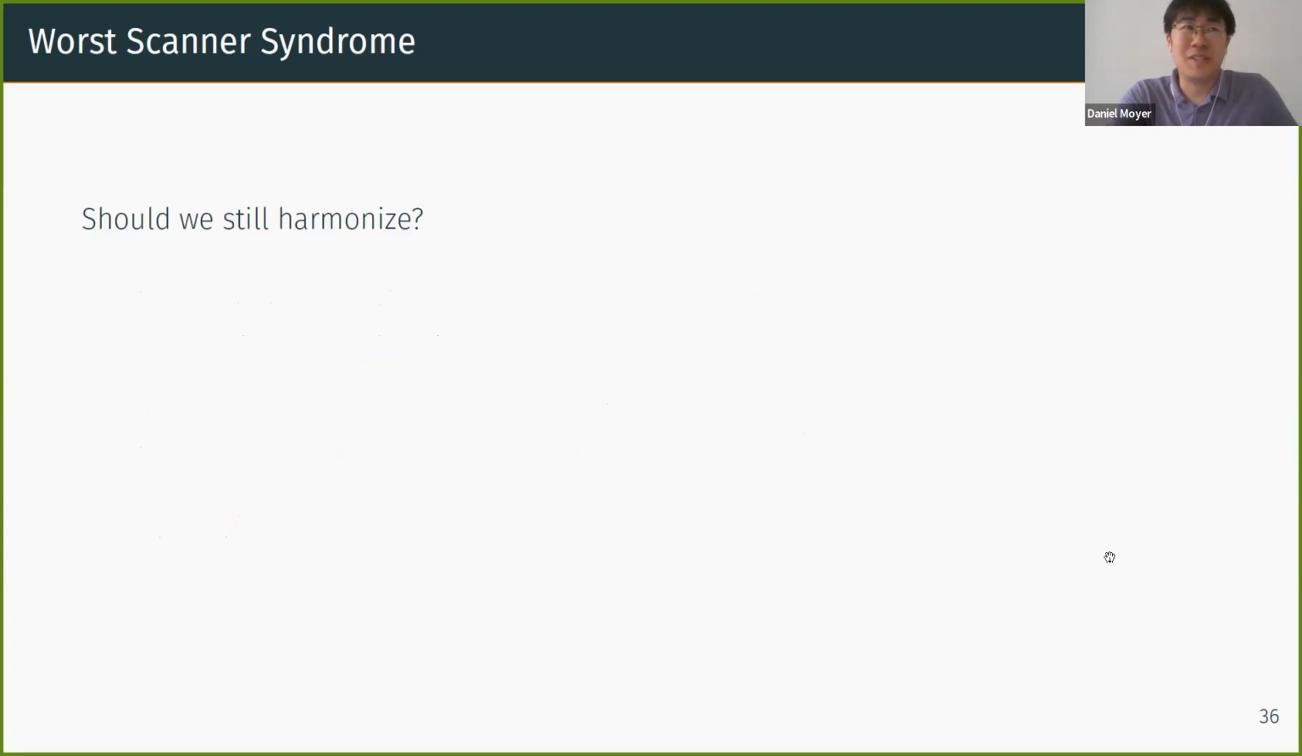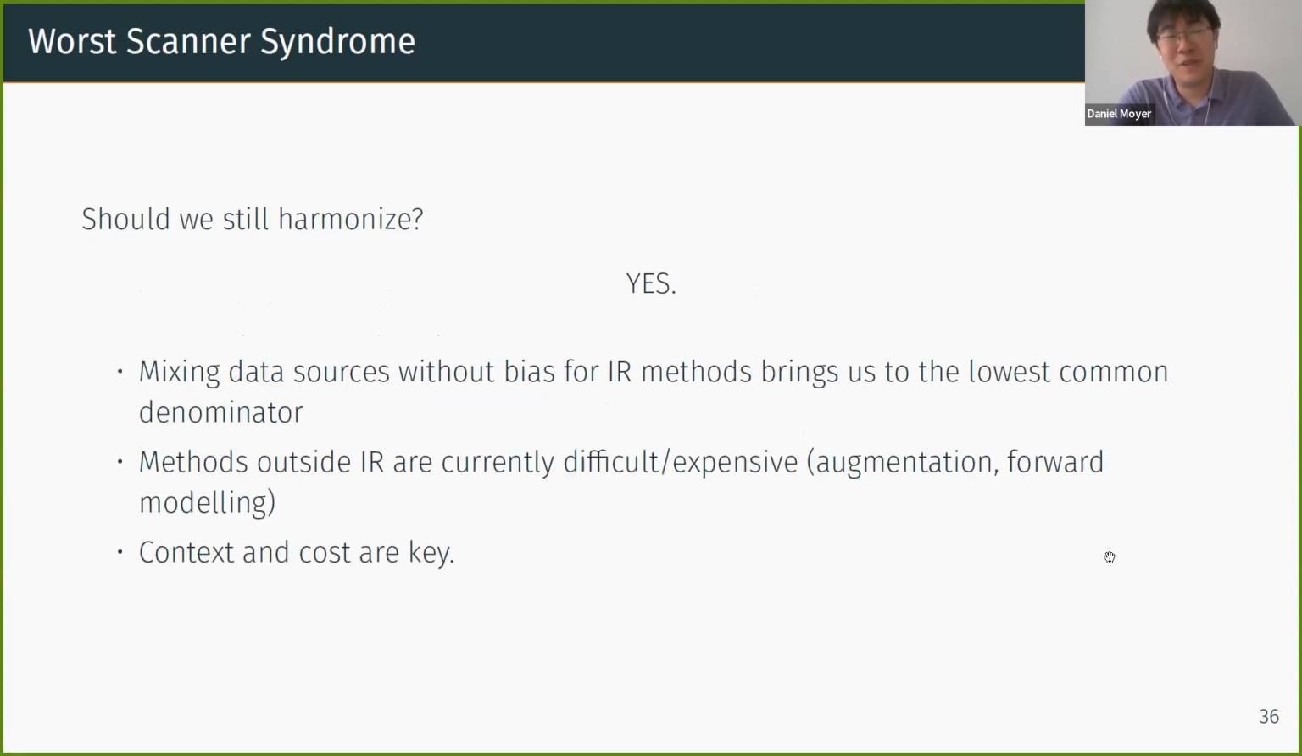So should we still do this? Should we still harmonize our data? And the answer is definitely yes, right? Because if you don't, you mix different data sources and then you learn about which scanner your data came from. And we know that going into different MRI machines or different X-ray machines or different measurements doesn't actually cause different labels. They don't cause different diseases, or at least we really hope not, right? So that's causally backwards, and so we should still do this.